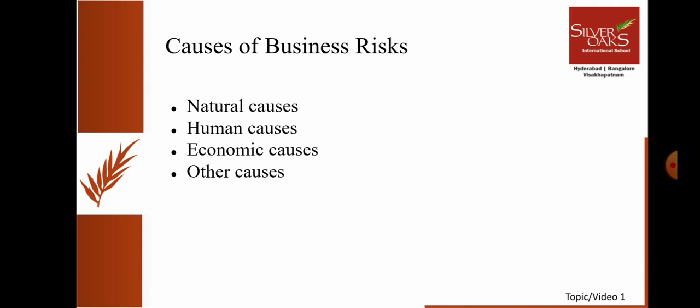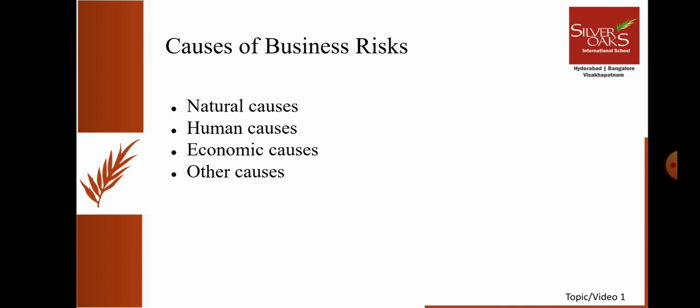Then there are physical causes such as changing technology. For example, if a company is using outdated machinery, their outputs or final products may not be as good as their competitors' because the competitors are using updated technology and we are still with the outdated technology. So that is again a physical cause, right? So these are your basic causes of business risks.